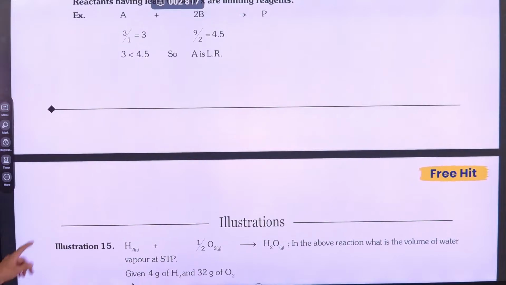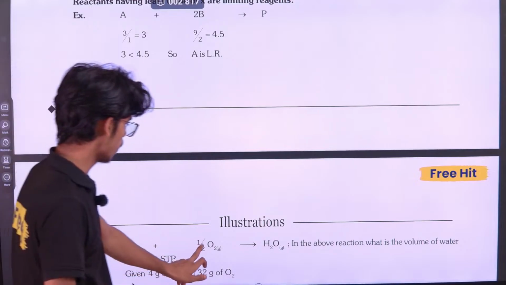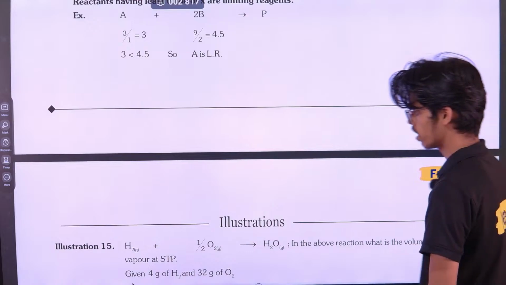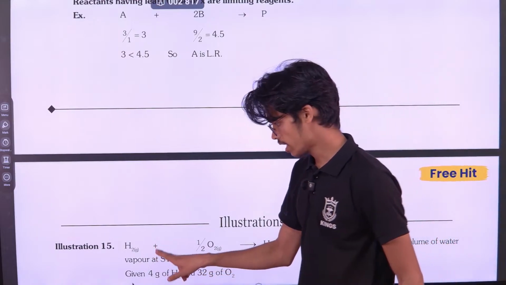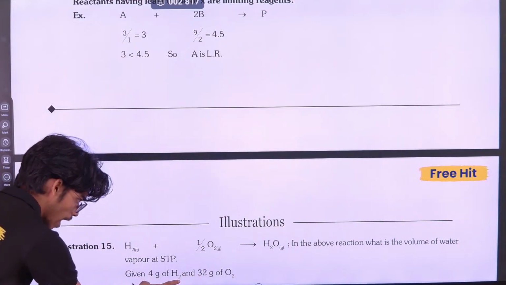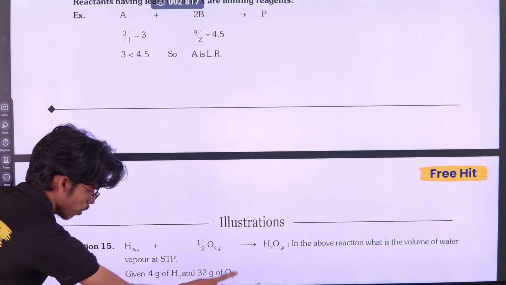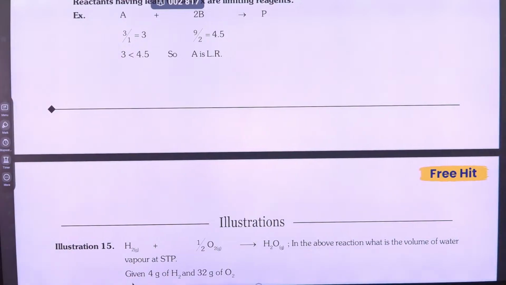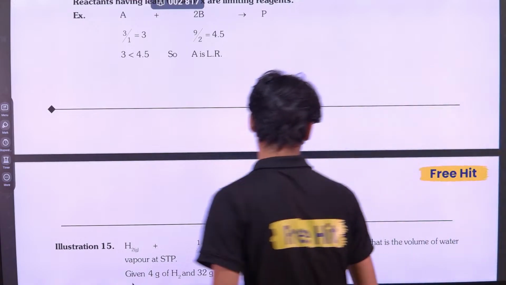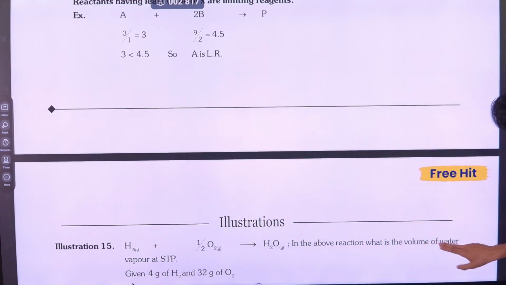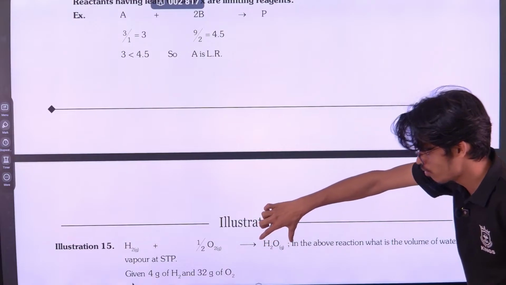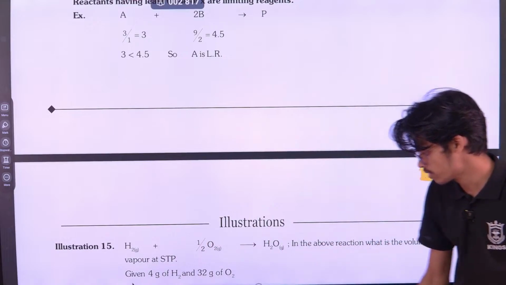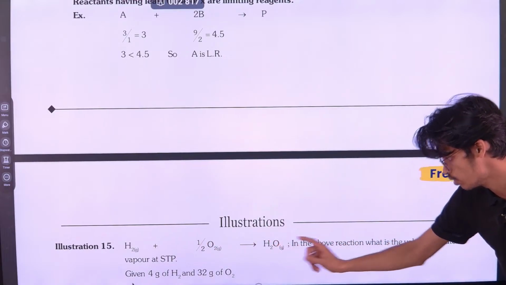So illustration 5 is there. Hydrogen is reacting with half mole of oxygen to form water. In the above reaction, what is the volume of water vapor at STP? You are given 4 gram of hydrogen and 32 gram of oxygen. I think it is visible, right? Let me check. 4 gram of hydrogen and 32 gram of oxygen. So you have to find in the above reaction the volume of water at STP. These are the reactants which are given, 4 gram of this, 32 gram of this. Find the amount of water.